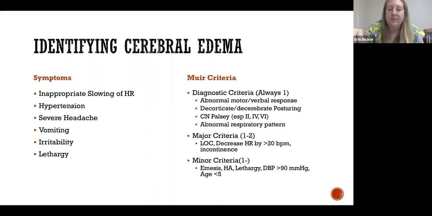So this includes loss of consciousness, decreased heart rate by more than 20 beats per minute, and incontinence that's inappropriate for their age. The minor criteria, again, if you have 2 major, you only need 1 minor, or if you have 1 major, you need 2 minor. And these are emesis, headache, lethargy, a diastolic blood pressure greater than 90, or age less than 5.